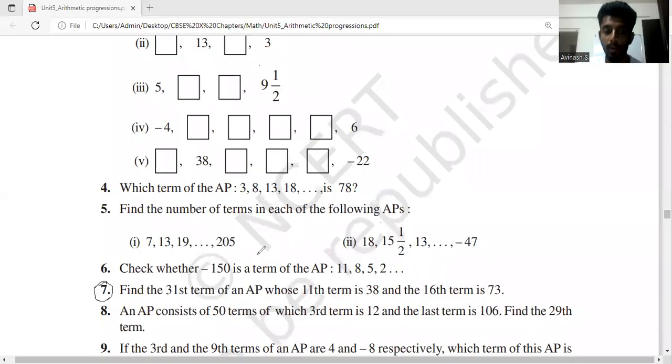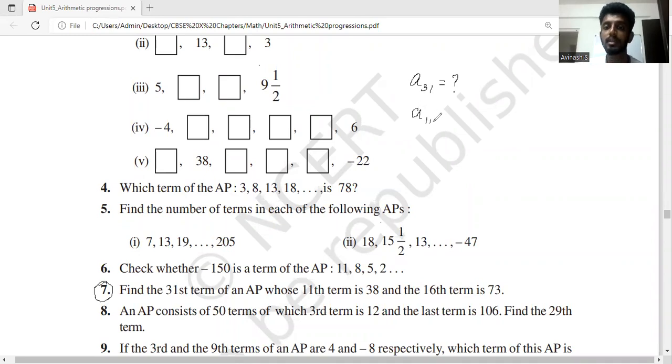When it comes to the seventh problem, we are supposed to find the 31st term, which means A31 is equal to question mark. It is better to write what we are supposed to find also. That gives us a clarity and direction in the solution. So getting a direction is very important. So A31 is what we have to find.